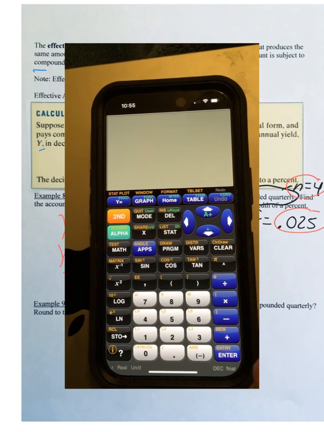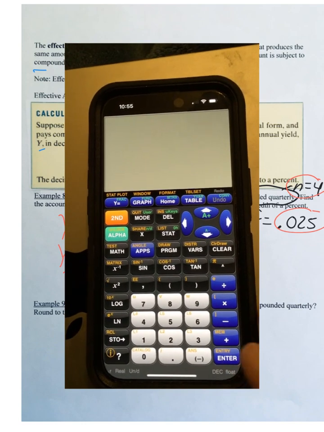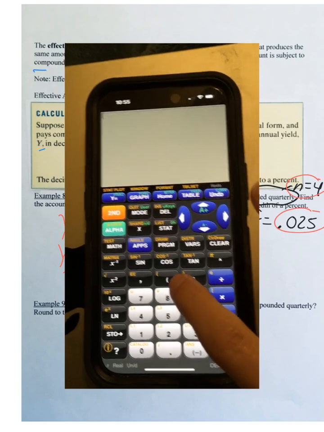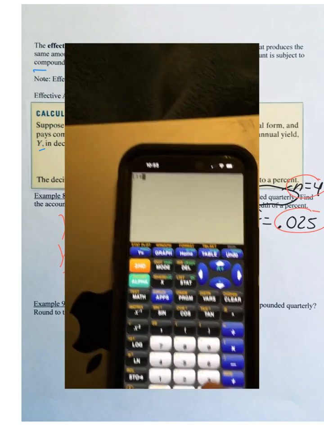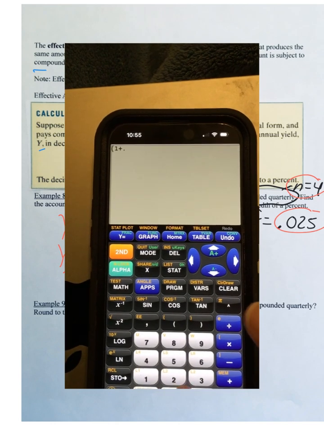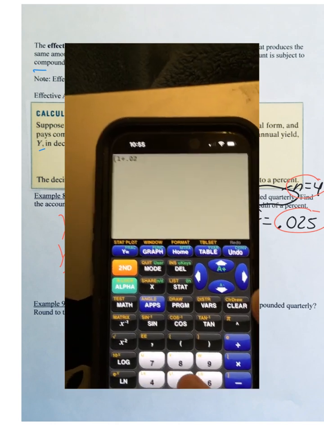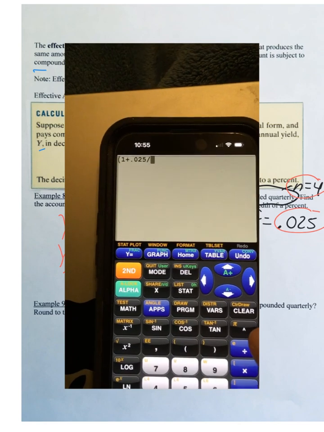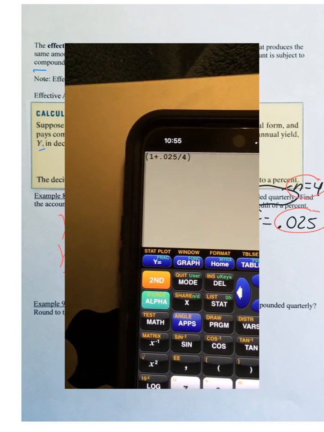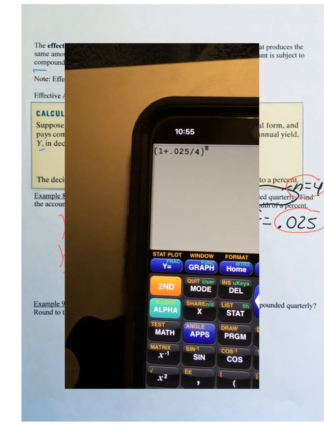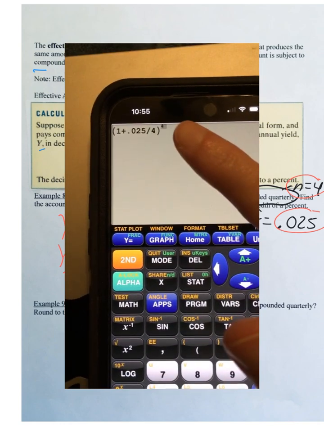We will use the parenthesis buttons above the 8 and the 9 keys. So left parenthesis, then we have that 1 plus, decimal point on the bottom row in the middle, 0.025 divided by 4, close the parentheses, exponent up arrow to the 4th power, but take a look at what I have to do here.